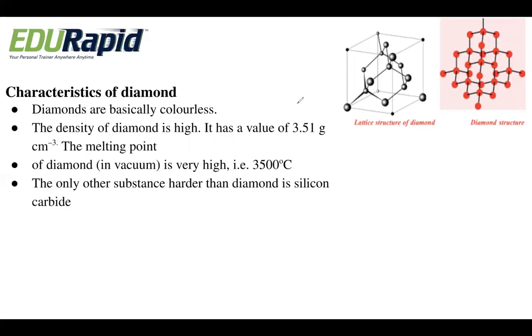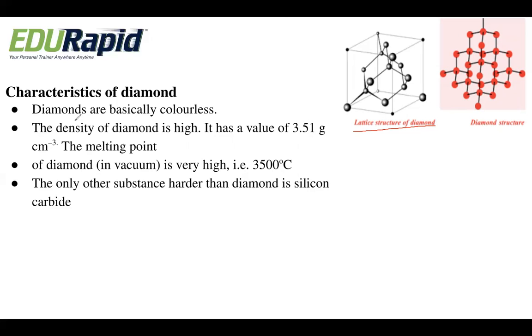So here at the right side you have a diagram of a diamond, right? So how are they arranged? They are arranged in a tetrahedral fashion, as we have already studied. In the diamond, four carbon atoms have been arranged in a tetrahedral fashion. So let us study some characteristics of diamond.